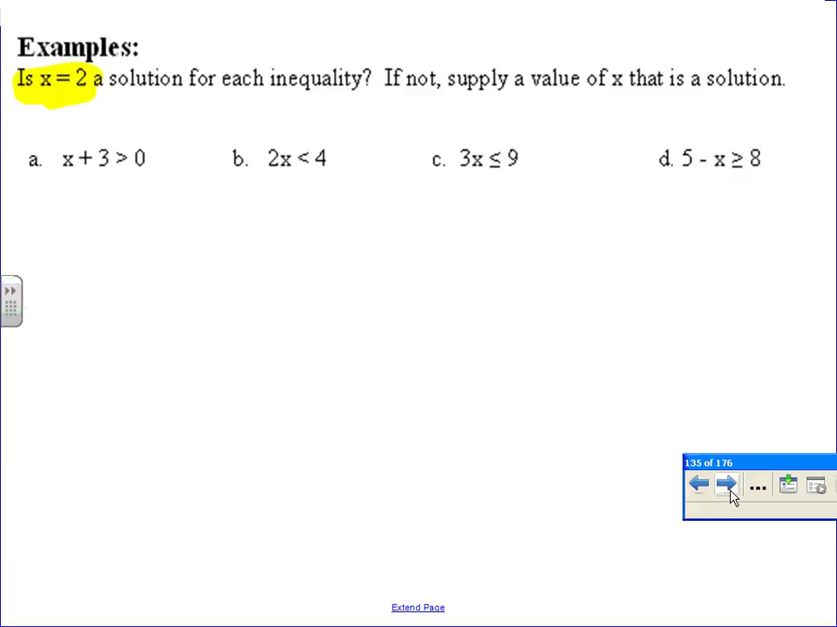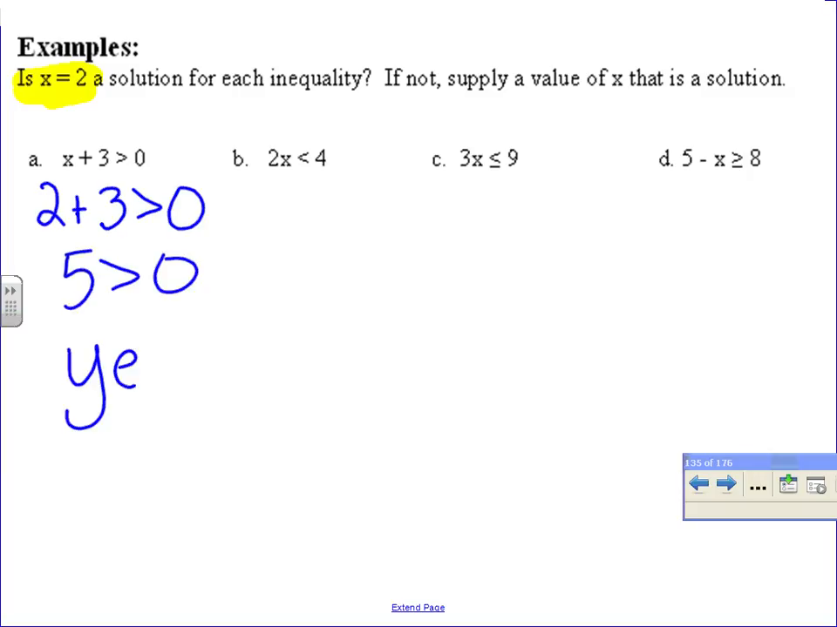Okay, so let's do some examples, okay? Is x equals 2 a solution of the inequality? If not, supply a value of x that would make it a solution. So let's look at letter A. If we plug 2 in to letter A, is 2 plus 3 greater than 0? Is 5 greater than 0? I hope you're going to say yes. So yes, it's greater than 0. It's true. So yes, 2 is a solution of this inequality.